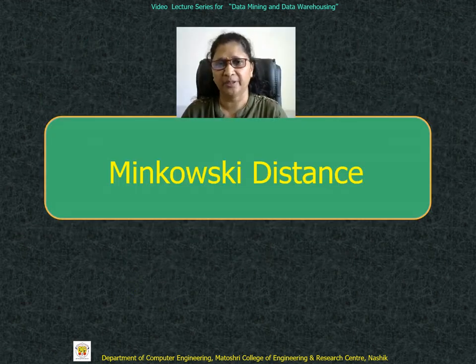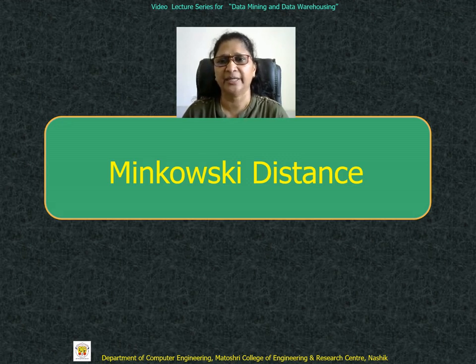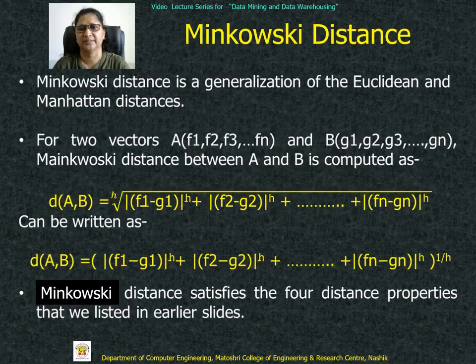These were two important distance metrics we learned, Euclidean and Manhattan. Generalization of Euclidean and Manhattan distances is nothing but Minkowski distance. Let us learn more about it. Minkowski distance is a generalization of Manhattan and Euclidean distances. For two vectors, say A and B, defined with n features f1, f2, f3 up to fn for A, g1, g2, g3 up to gn for B, the Minkowski distance between A and B is computed as follows. It is a generalization of these two.